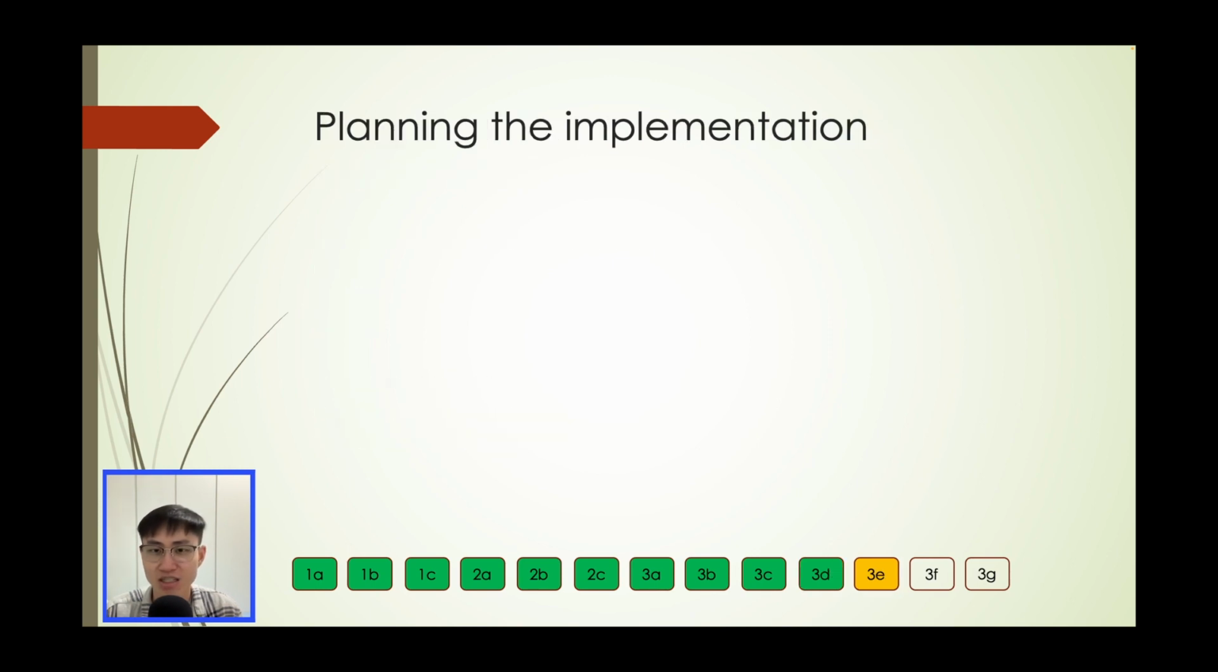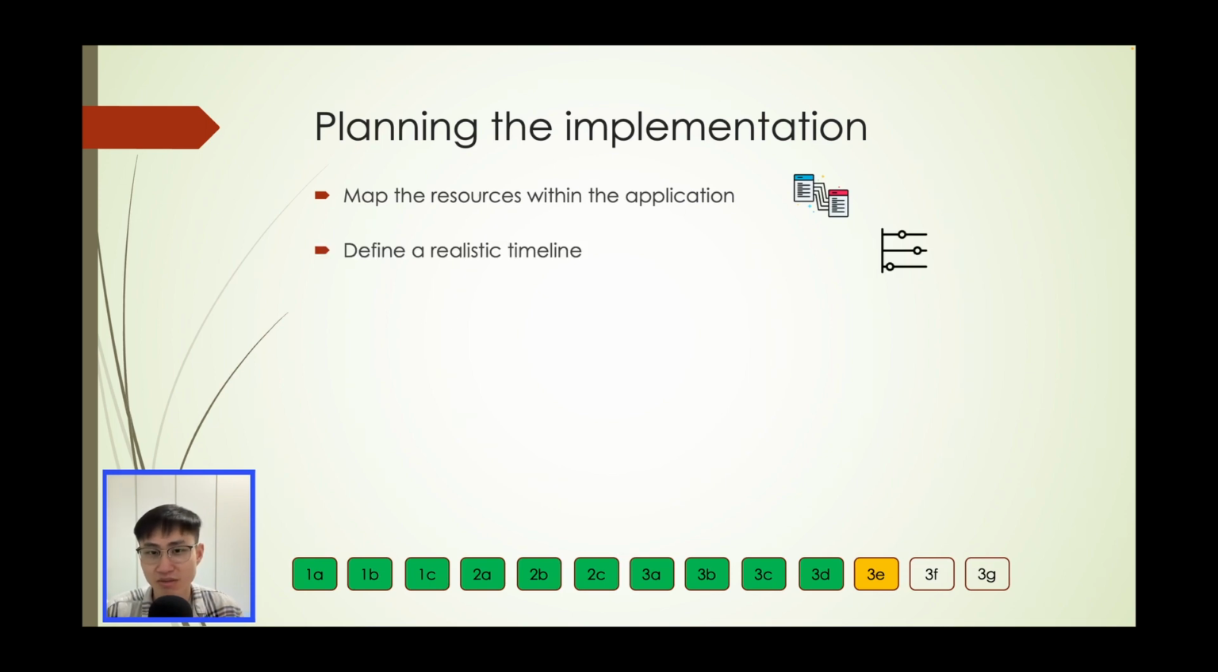After you have selected the disaster recovery solution, you need to plan the implementation project. So here are the general steps in planning. First, you will need to map the resources within the application. So this will document the dependency of the application. Next, you define a realistic timeline so that it matches the complexity and the experience of the people involved.